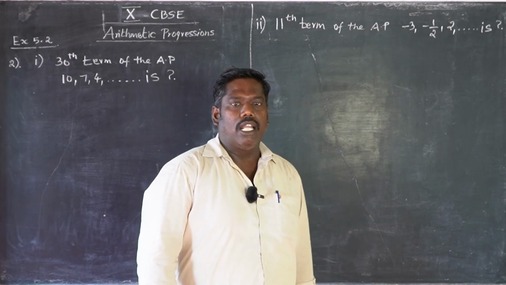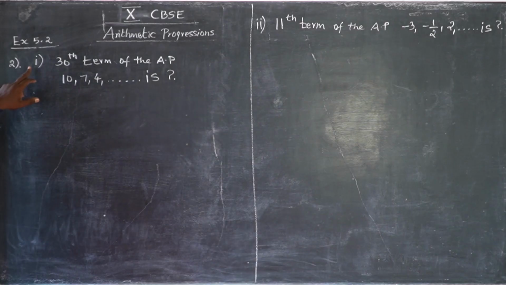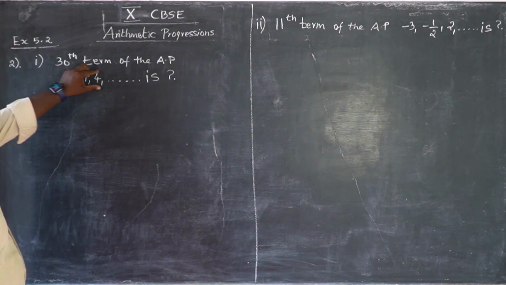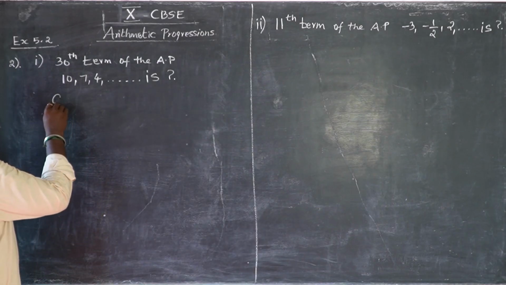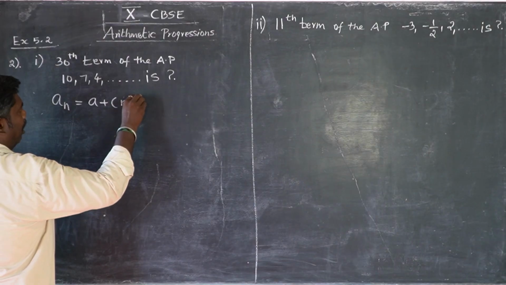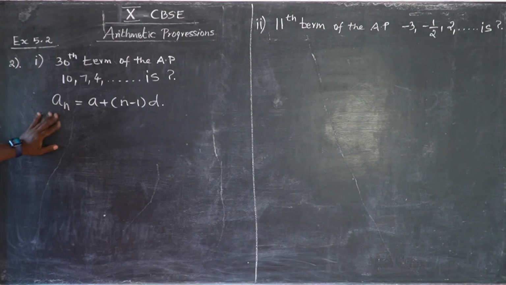Okay, students. Now, question number 2. 30th term of the AP. So they are given one AP sequence. The question is, what is the 30th term? We know that the nth term of an AP, an, is equal to a plus (n minus 1) into d. This is the formula to find the nth term of an AP.